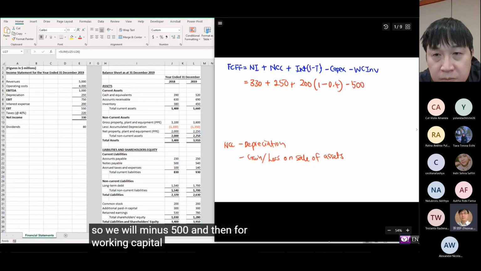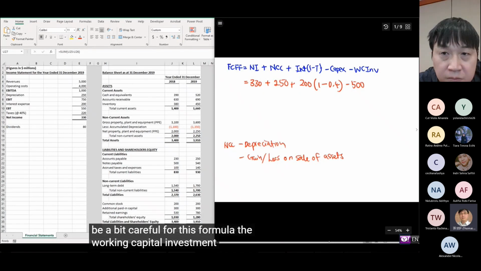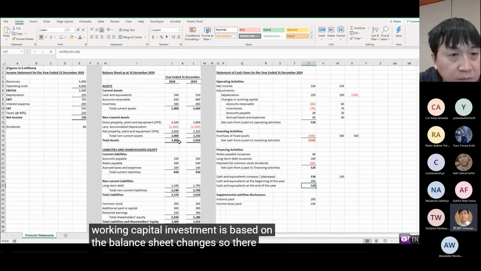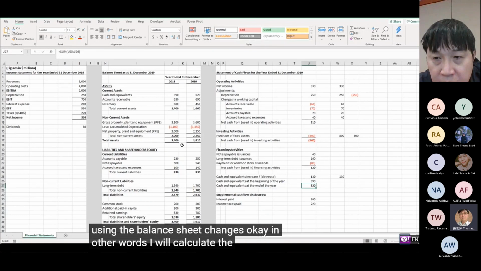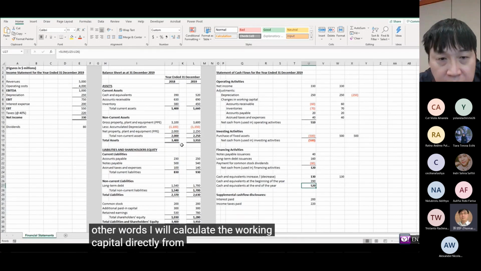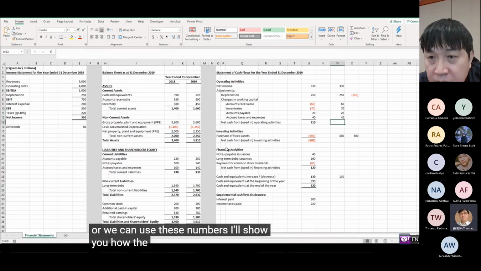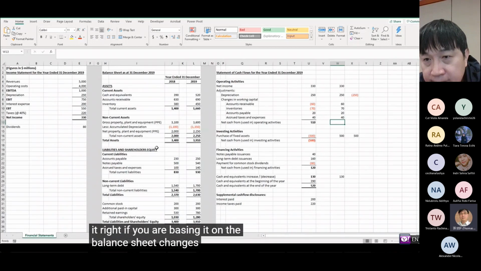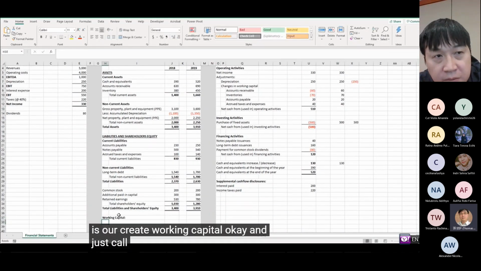And then for working capital investment, you have to be a bit careful. For this formula, the working capital investment is based on the balance sheet changes. So there are a few ways how you can go about it. If you are using the balance sheet changes, in other words, I will calculate the working capital directly from the balance sheet, or we can use these numbers. I'll show you the many ways of how you can do it. If you are basing it on the balance sheet changes, what I'll do is I will create working capital, and let's just call this.